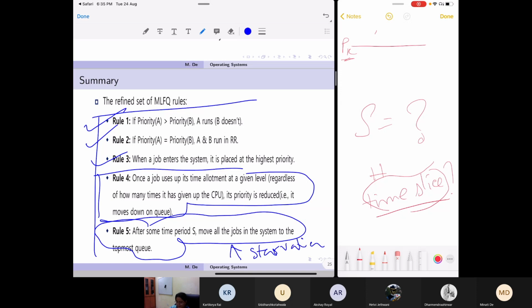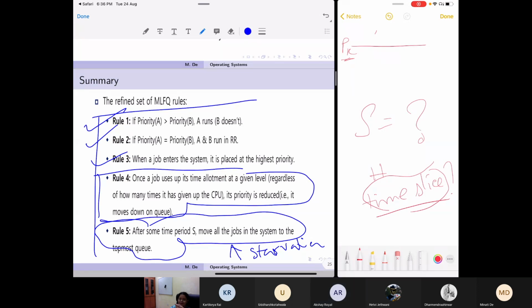And if you understood this carefully, so now I have only one question left. So what should the time slice be? What do you think? Should the time slice of the highest priority be larger compared to the time slice of the lower priority, or the other way? That's my last question. It should be smaller, I guess.